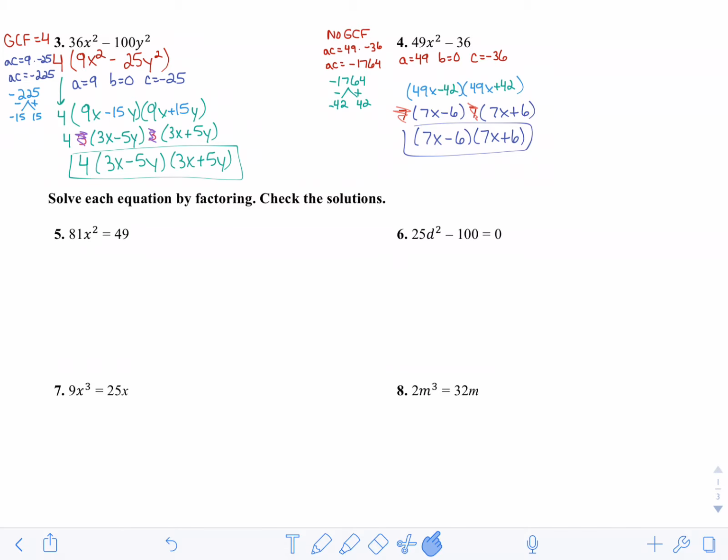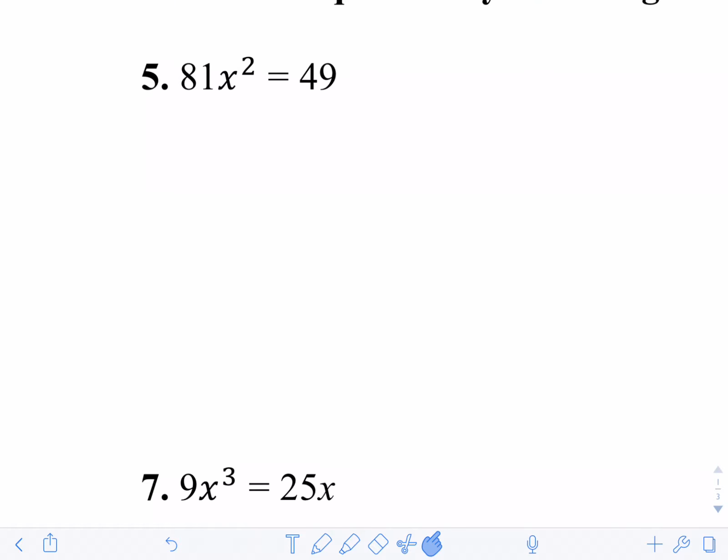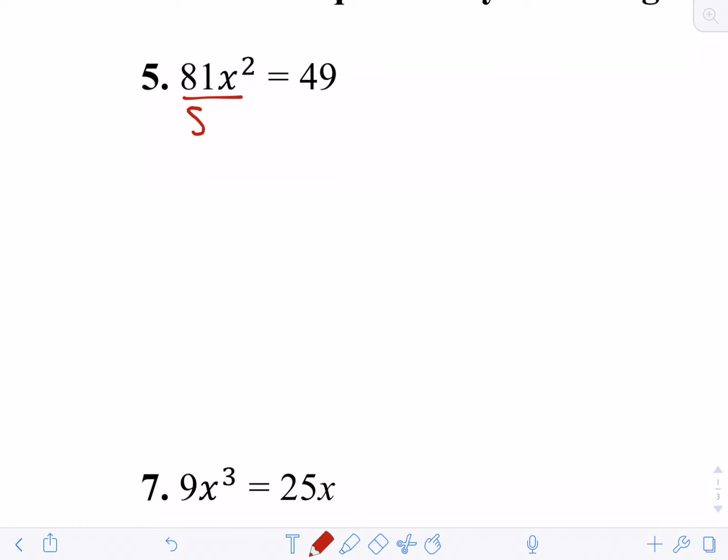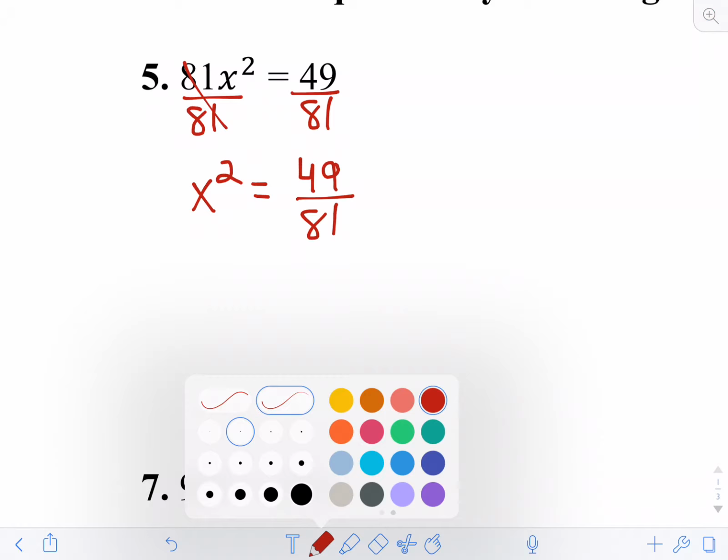Okay, we have 4 more where we are solving, and then we're done. So number 5. Okay, we are solving for x. I'm going to show you a different way of how we're going to do this. The easiest way to solve these is we can divide both sides by 81 to get x by itself. So I have x squared is equal to 49 over 81. You don't want to reduce this, just leave it as 49 divided by 81.